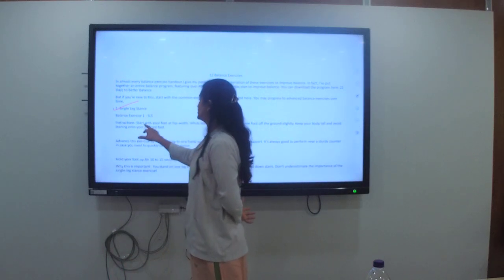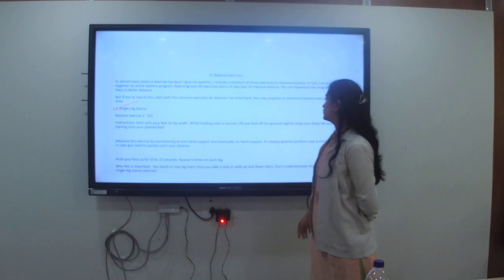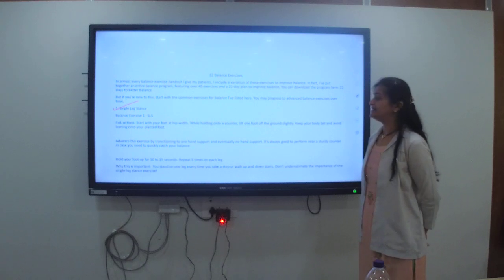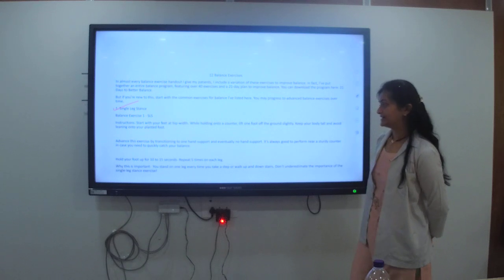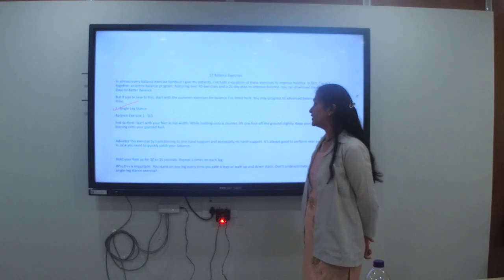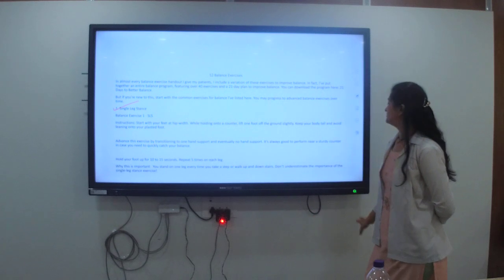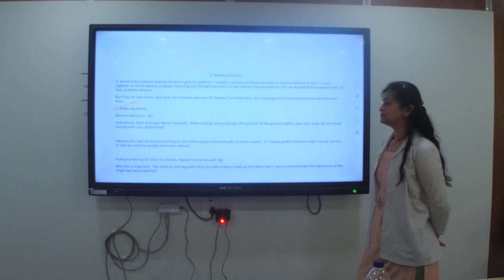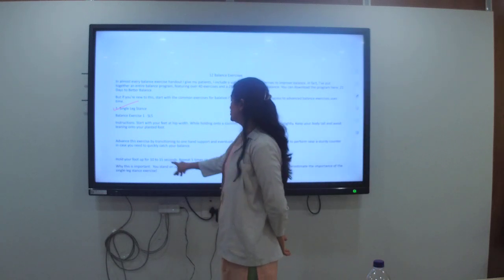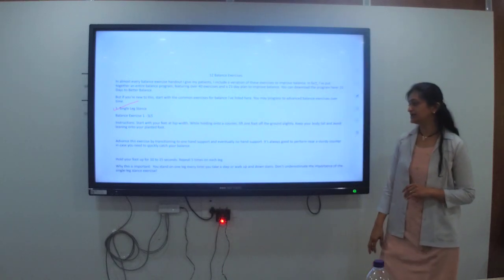So what instructions will you give? Start with your foot at hip width. While holding onto a counter, lift one foot off the ground slightly and keep your body steady. Advance these exercises by transitioning to one hand support and eventually no hand support. It's always good to perform near a steady counter in case you need to quickly catch your balance. Hold your foot up for 10 to 15 seconds and repeat 5 times on each leg.